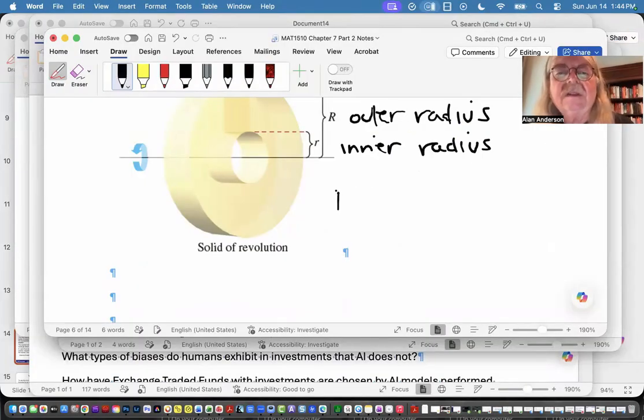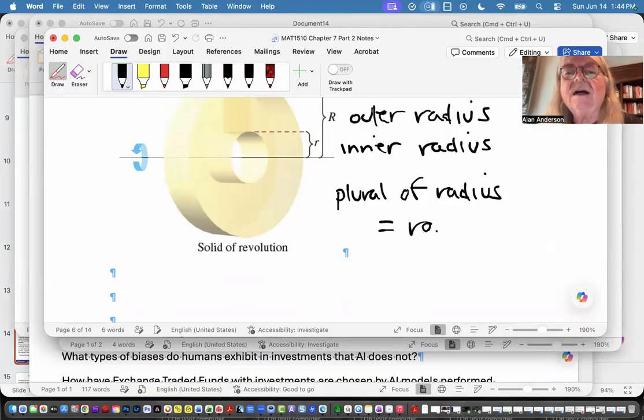you probably remember this from your travels, that the plural of radius, well, it's not radiuses, it's radii, believe it or not.